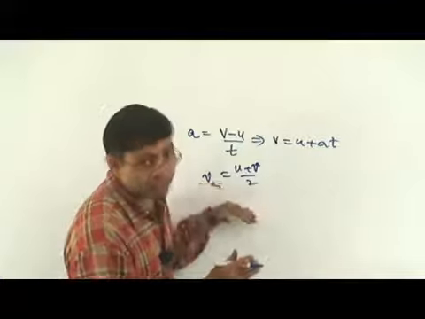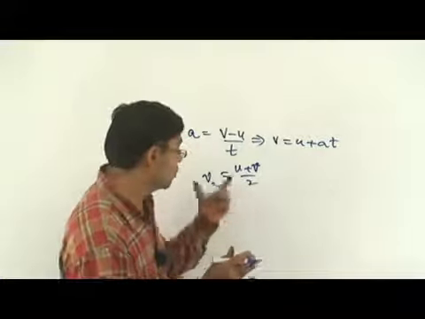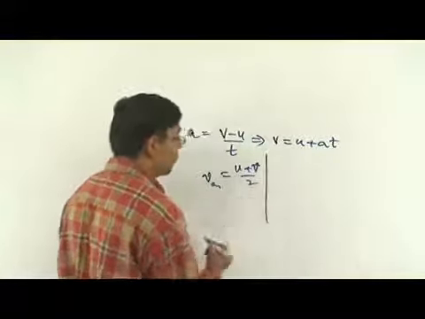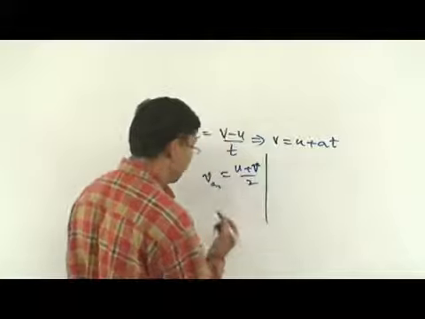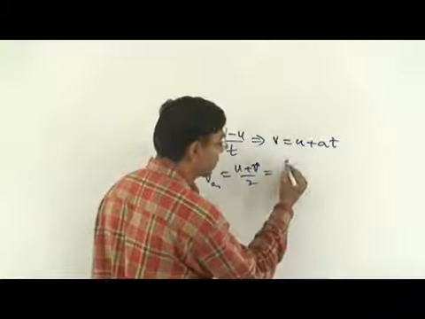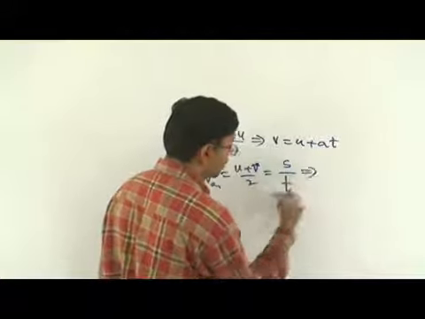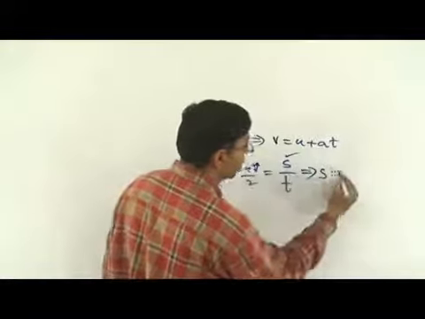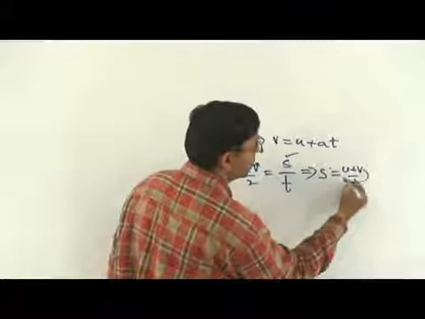This formula, u plus v by 2, is definitely valid whenever acceleration is constant, whether the path is a straight line or a parabola, doesn't matter. Now we are considering motion of a body in a straight line with uniform acceleration. This average velocity can be written as total displacement by total time. So if we need displacement, you can safely write s equal to average velocity into time.